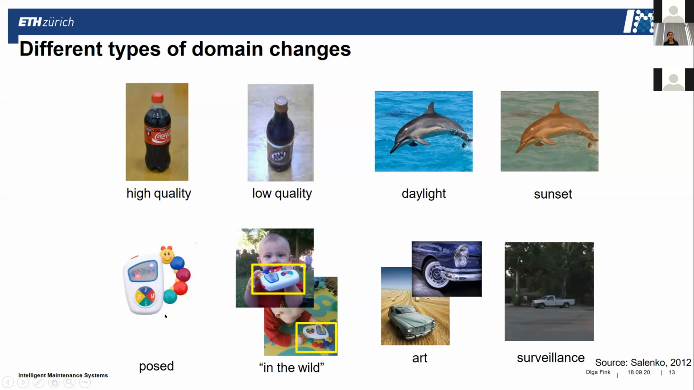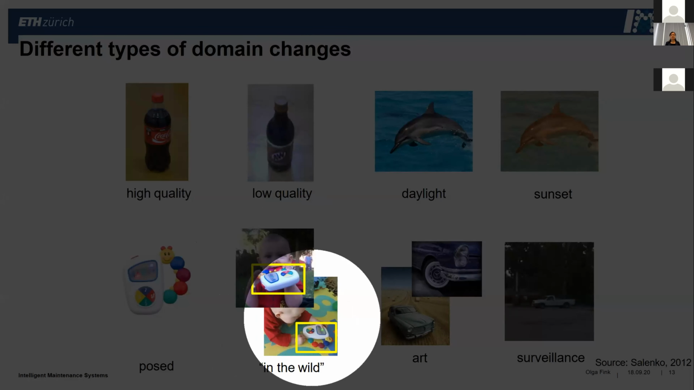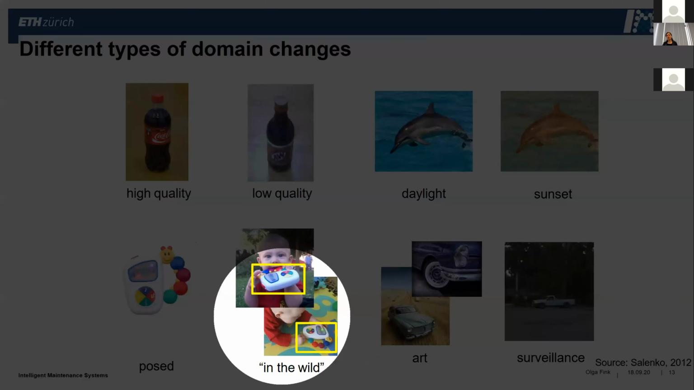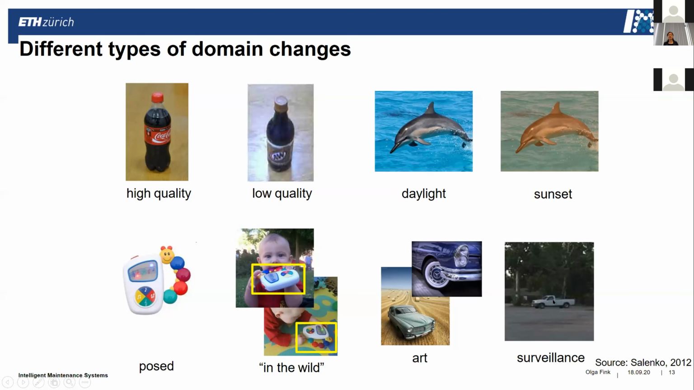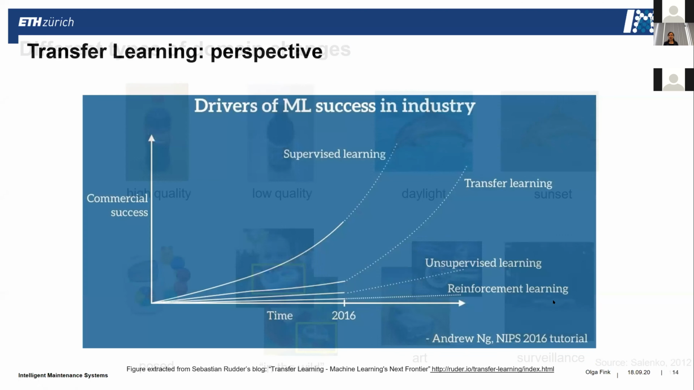I didn't find a newer graph on that. So Andrew Ng was giving a tutorial in 2016, and this was his perspective back then, so I did not find a newer representation of that. But his perspective was that transfer learning will be one of the driving forces for machine learning and deep learning, while supervised learning was actually the driving force, particularly in the first development years.